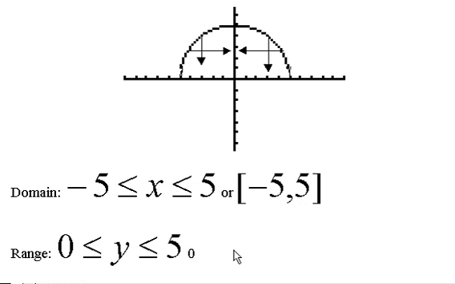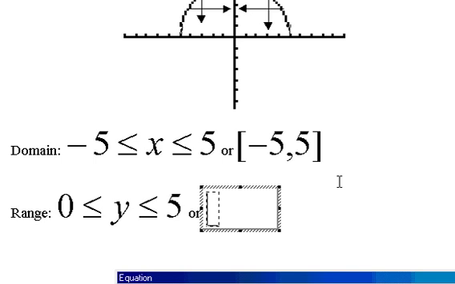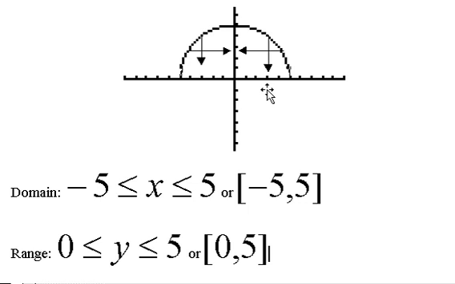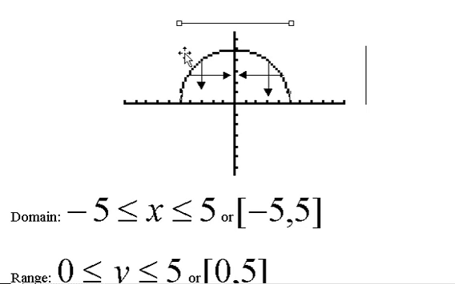Or you could write in interval notation, including 0, because 0 is the point on the graph, and 5 is the highest y value. So the range you can think of as the lowest y value to the highest y value. The range is going to be from here to here. That's your range, because that's where the picture is. And your domain is going to be from here to there. That's what happens if you flatten out this graph to the x-axis.